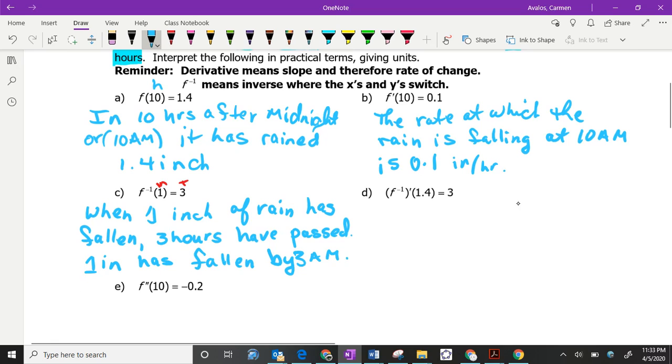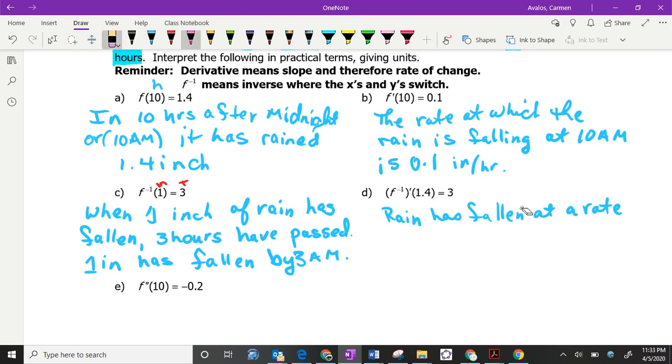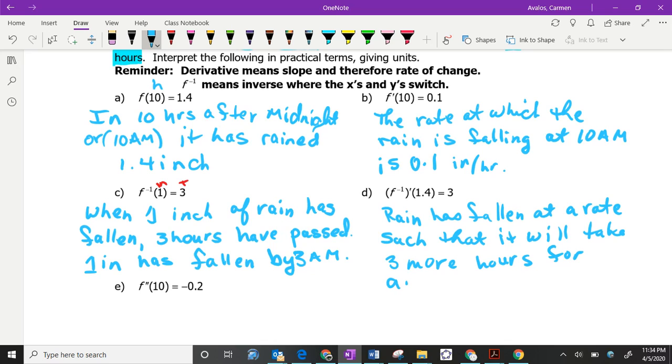So what it's saying here is that the rain has fallen at a rate, I guess we could say, such that it will take 3 more hours for another 1.4 inches to fall.